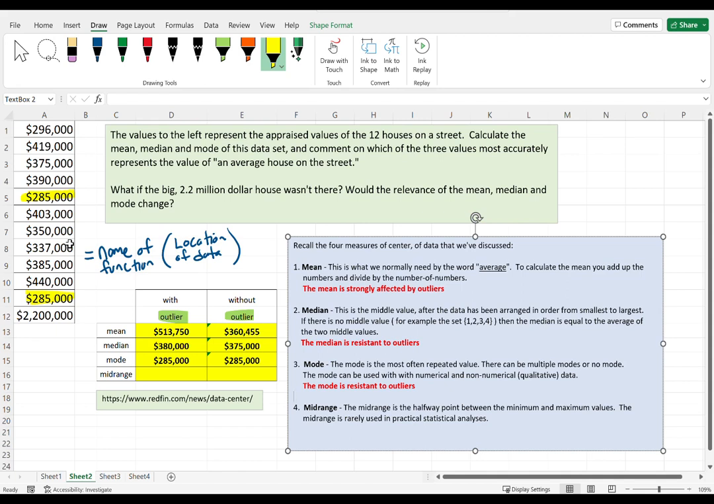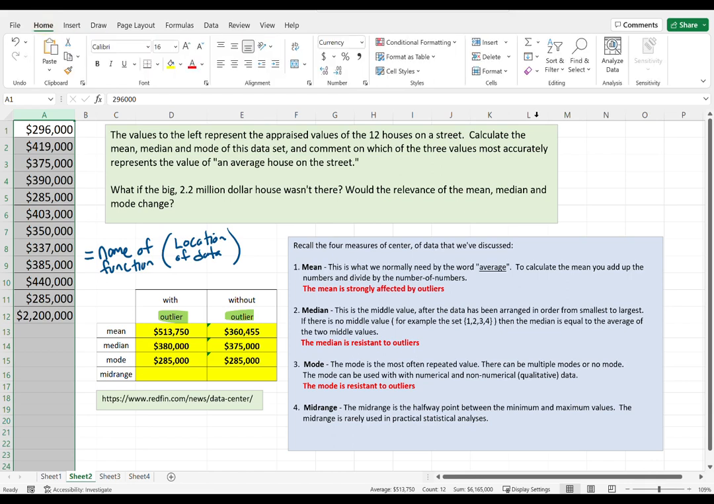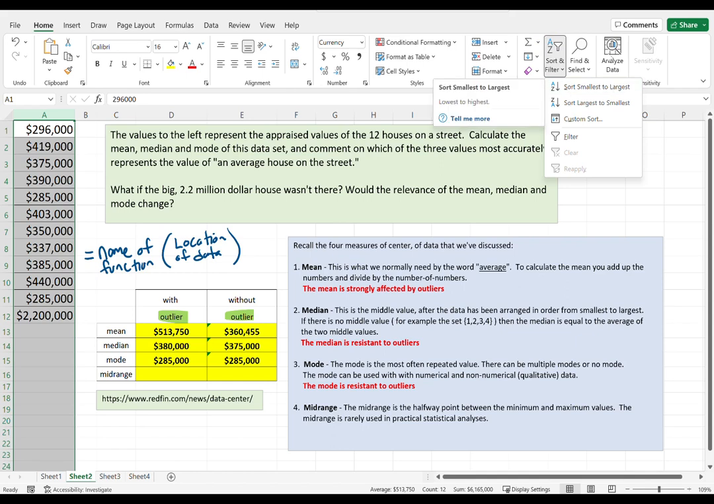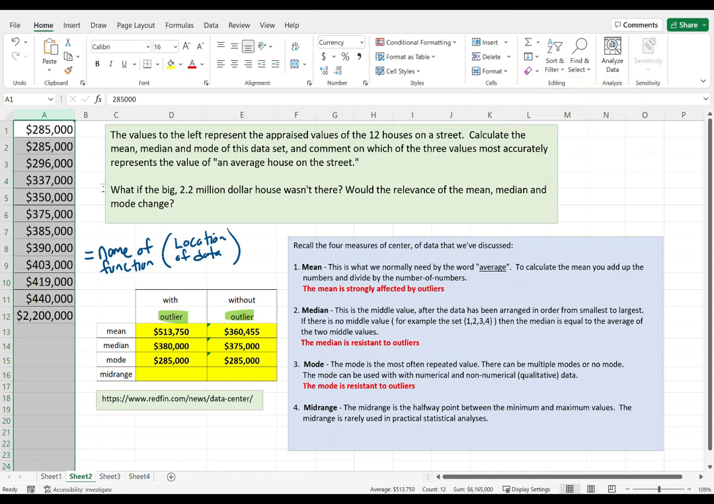It's completely optional. But for these small data sets, maybe for the mode, what I would rather recommend is just putting the data into an ordered array, or just putting it in order from smallest to largest. So I'll go to the home ribbon over here on the right, sort and filter, smallest to largest, and then you could just scan for repeats. And if you just go top to bottom, 285 is the only repeat, so that's the mode.